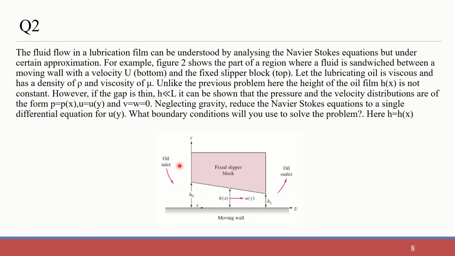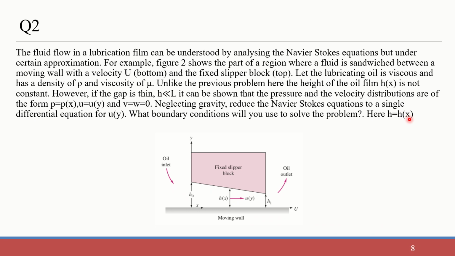However, if the gap is very thin, that is h is very much less than L, it can be shown that the pressure and the velocity distributions are of the form: p is a function of x, and u is a function of y, and the v and w velocity components are 0. Neglecting gravity, reduce the Navier-Stokes equation to a single differential equation for u as a function of y. What boundary conditions will you use to solve the problem?